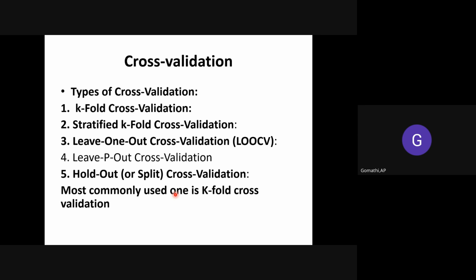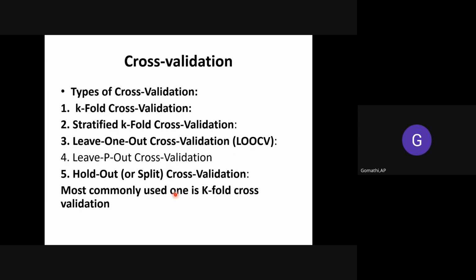So next, we have seen what cross validation is and how it is used to identify the model's performance. Next, we will see the types of cross validation to identify the performance of a model. So what are the types of cross validation?